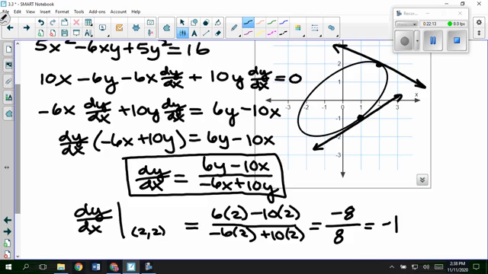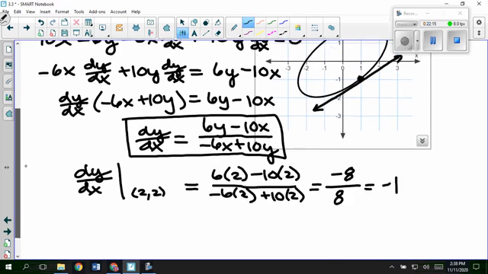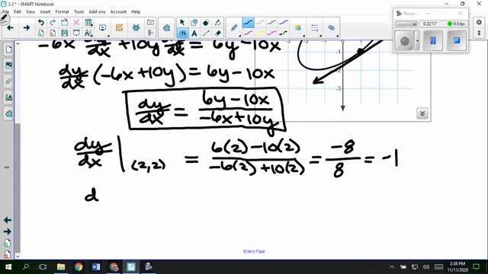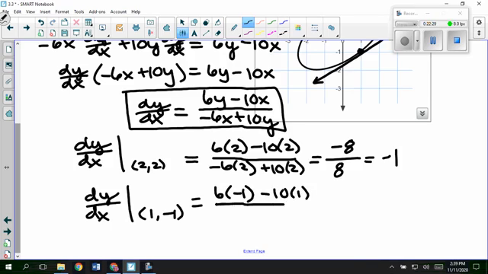So as I go down and test out my dy dx at the point 1, negative 1, I'm going to get 6 times negative 1 minus 10 times 1. And then on the bottom, I have negative 6 times 1 plus 10 times negative 1. Be careful about those x's and y's. They flip-flop. Plug those in correctly.